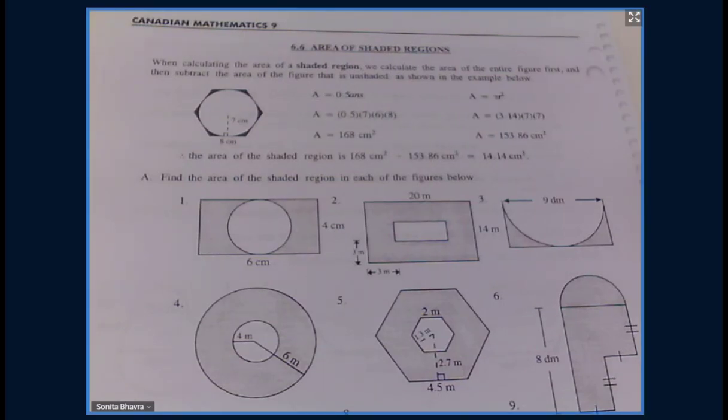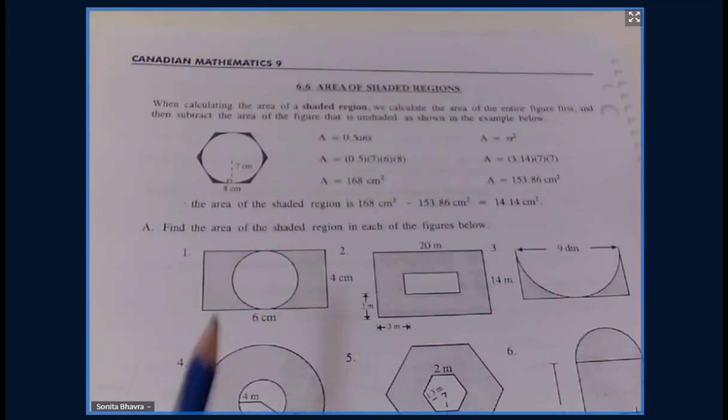Okay, so today's class we are looking at area of shaded regions. When we're solving for the area of shaded regions, you basically are going to calculate the area of the entire figure first. This is usually the best way to solve these problems: figure out the area of the entire figure first, and then subtract the area of the figure that is unshaded, and you will have your answer of just the shaded part. So we'll look at our first example here.